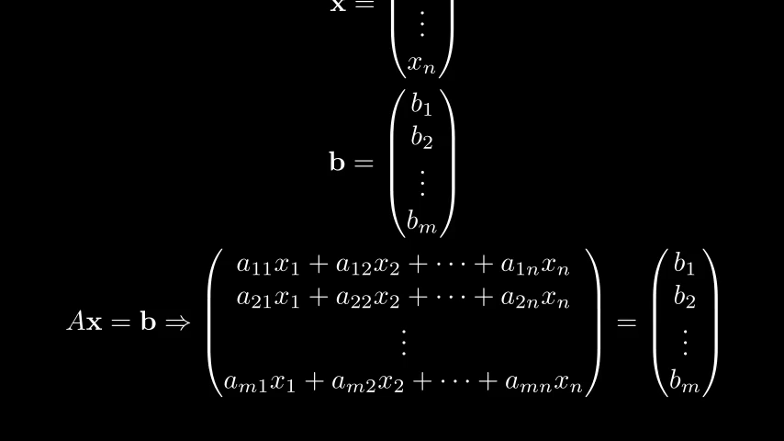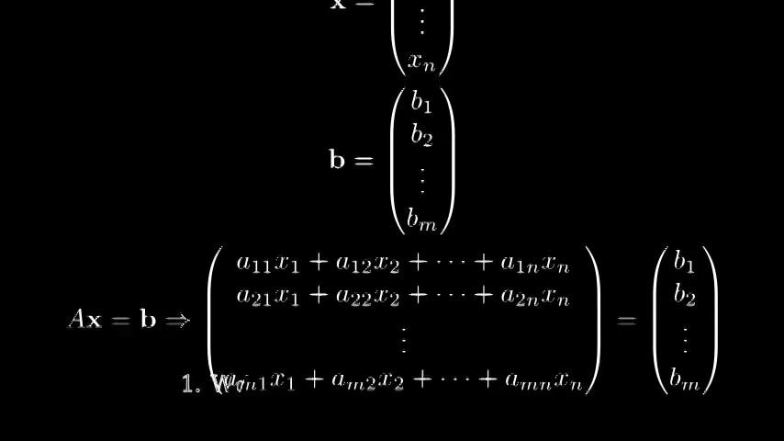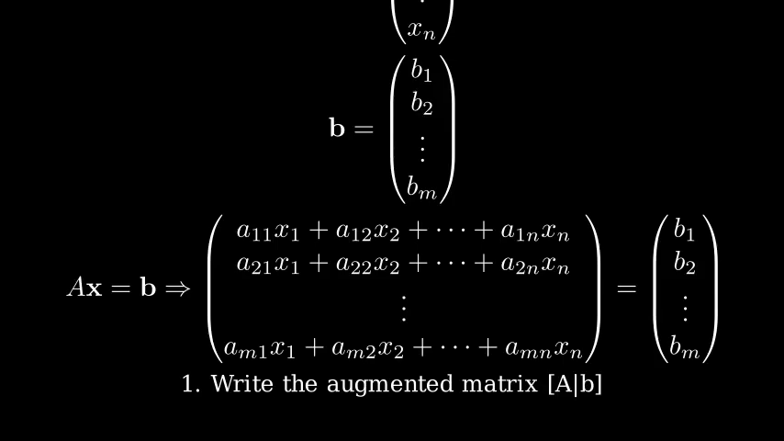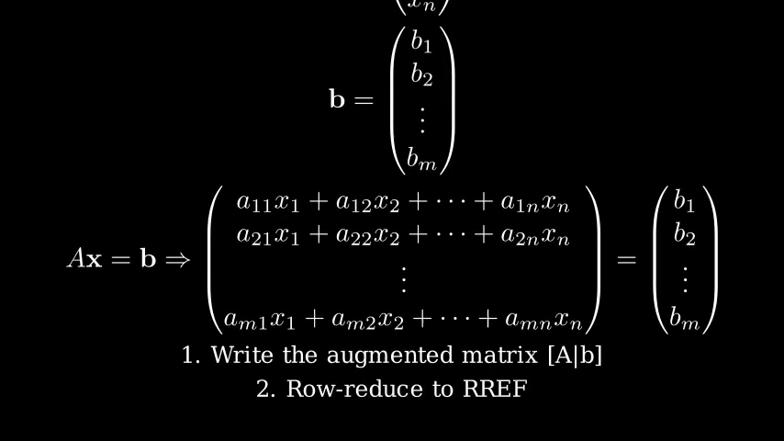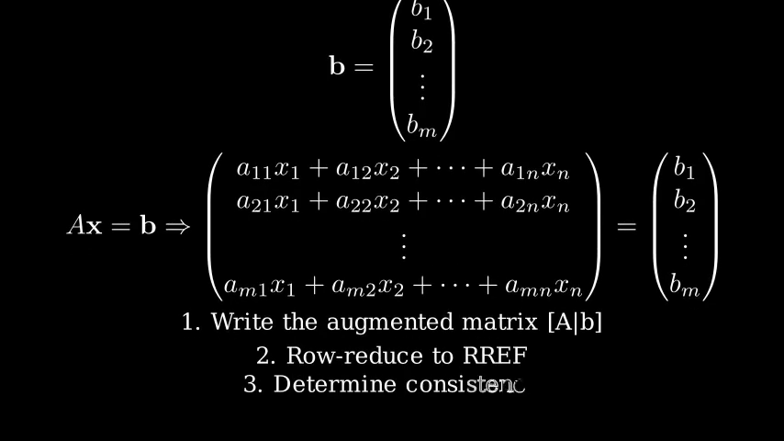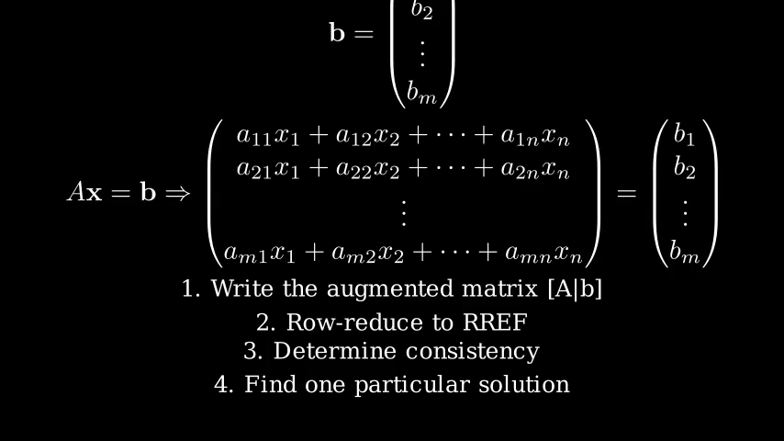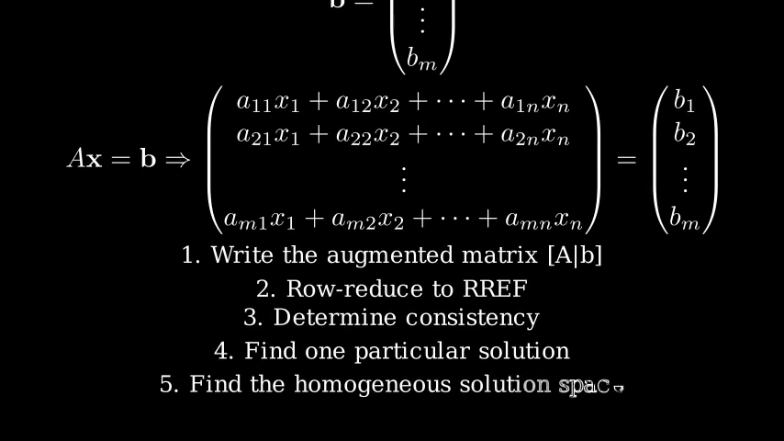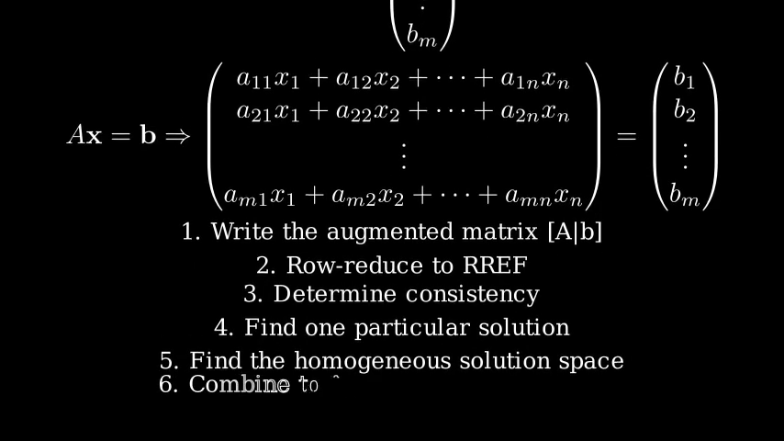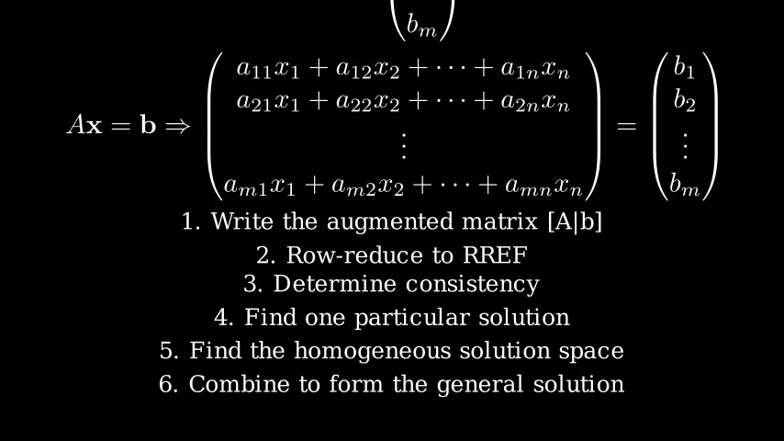Here's our step-by-step approach to solving matrix equations. Step 1, write the augmented matrix. Step 2, row reduce to reduced row echelon form, RREF. Step 3, determine whether the system is consistent. Step 4, find one particular solution. Step 5, find the homogeneous solution space. Step 6, combine to form the general solution. Let's look at each step in more detail.